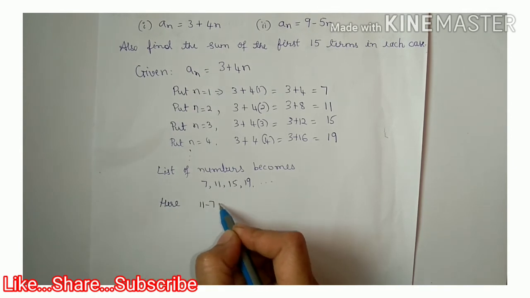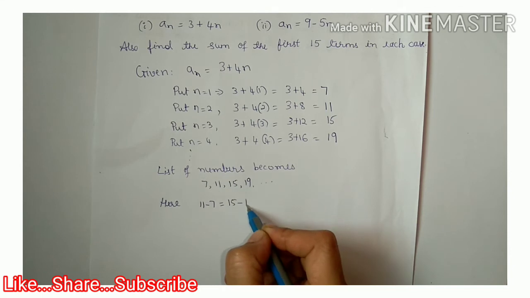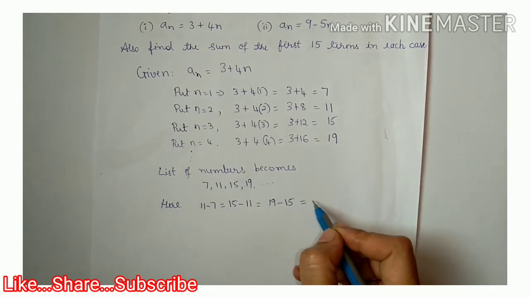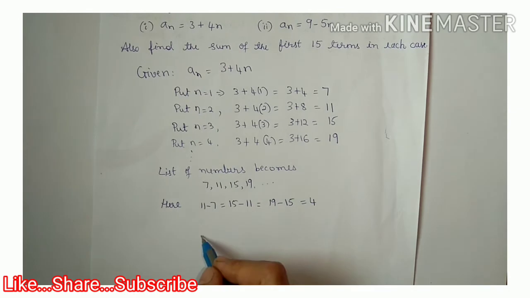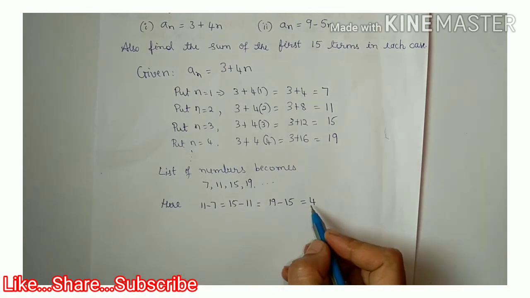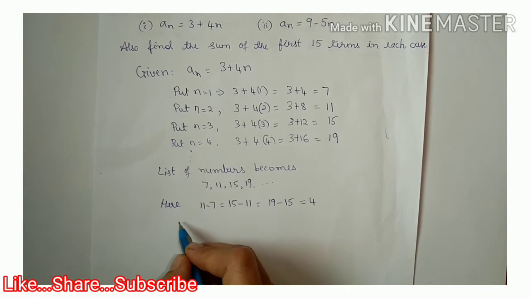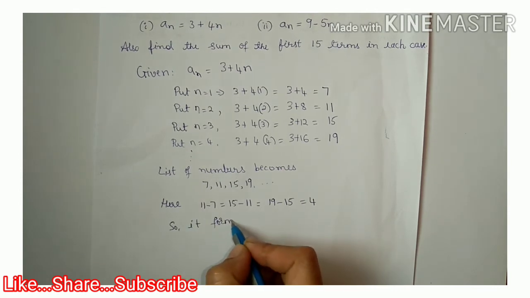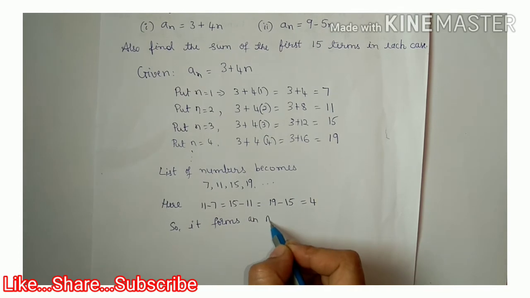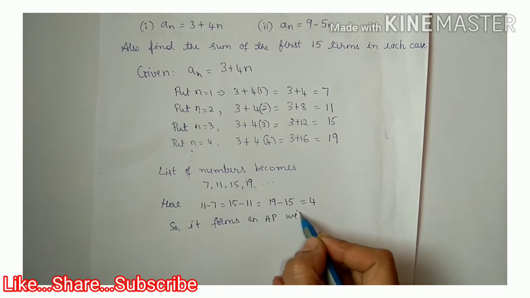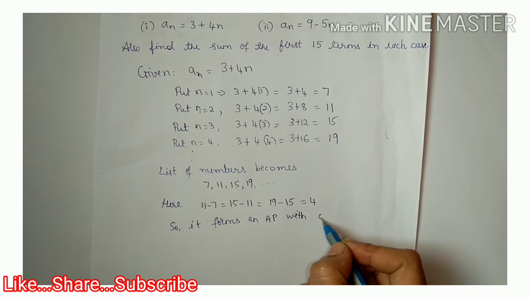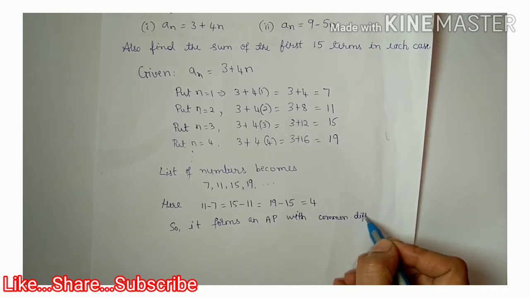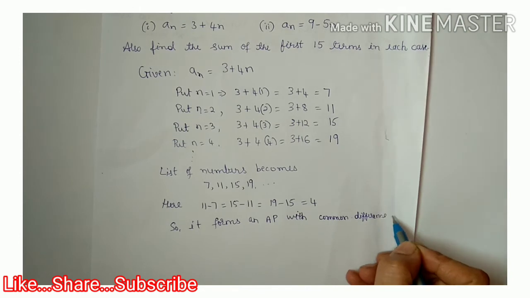Here a2 minus a1, a3 minus a2, a4 minus a3 is equal to 4. The common difference is 4. So it forms an AP with common difference 4.